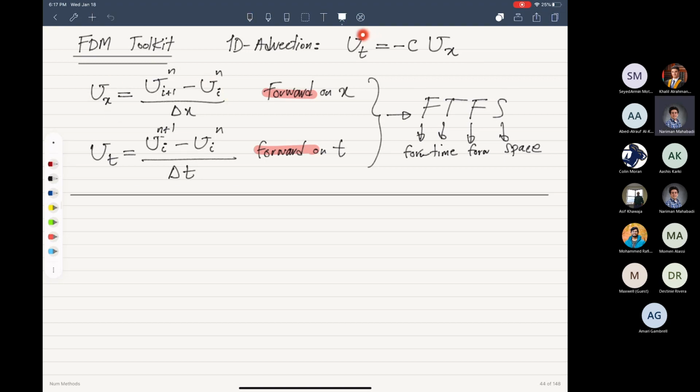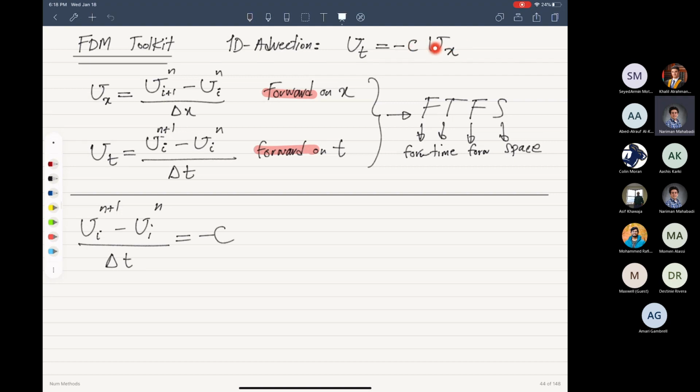Okay, I have this guy, right? Let's just substitute everything. So the first term is the derivative of u with respect to t, which is this one: (u_i^(n+1) minus u_i^n) divided by delta t. This is equal to minus c.